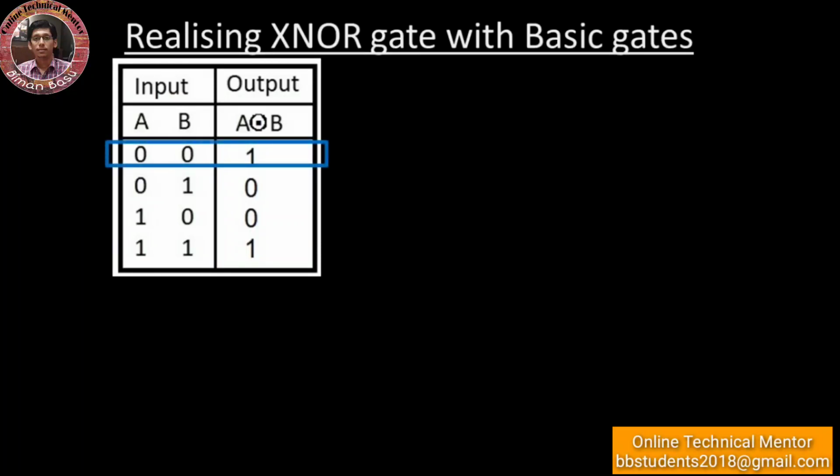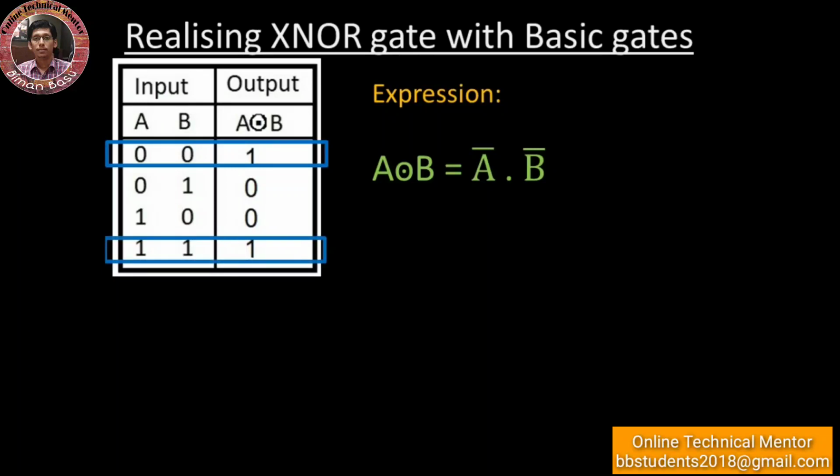That is the first one where both A and B are 0. So write the expression first. A XNOR B equal to A bar dot B bar, because both A and B are 0. 0 is represented by the bar of that variable, and since both are occurring at the same time, so AND. There is another situation for a high output, that is the last combination where both A and B are 1. So what you have to write? The OR sign and A dot B, because both A and B are 1.